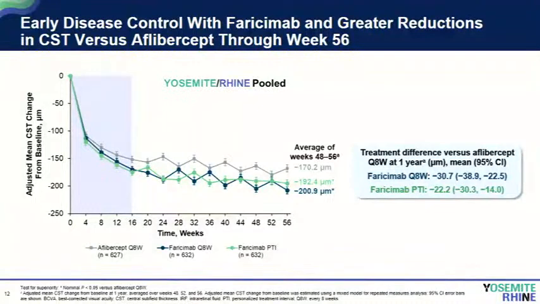And next is the CST. We had to see how the CST was and whether it was consistent, whether it was persistent. If you see, the levels are very good and comparable, and the difference between faricimab and aflibercept was around minus 30 in the 8 weekly arm and minus 22 in the PTI arm.